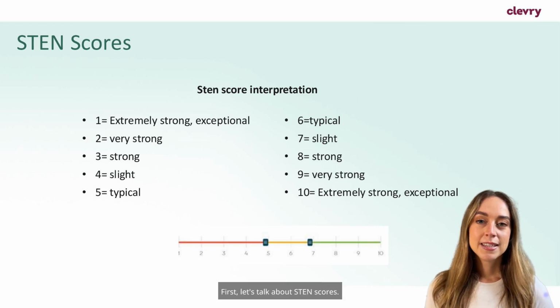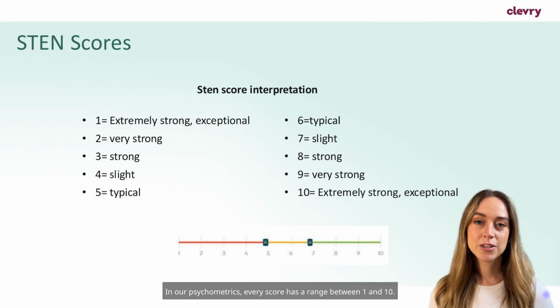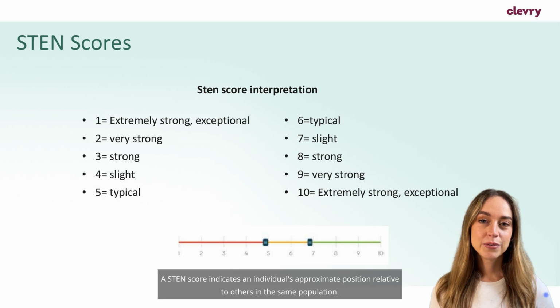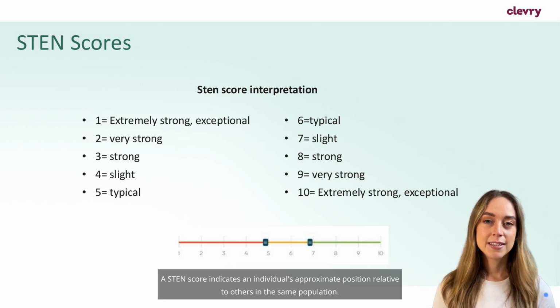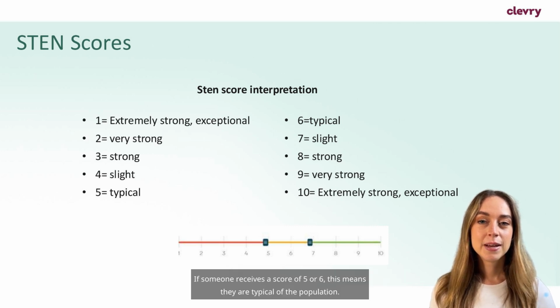First, let's talk about STEN scores. In our psychometrics, every score has a range between 1 and 10. These are called STEN scores. A STEN score indicates an individual's approximate position relative to others in the same population. If someone receives a score of 5 or 6, this means they are typical of the population.